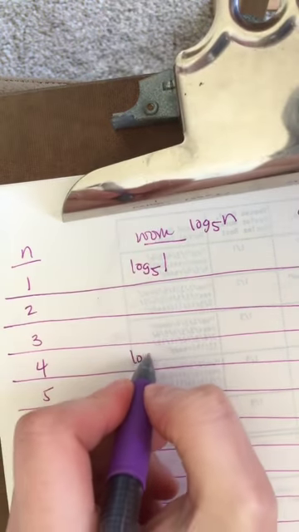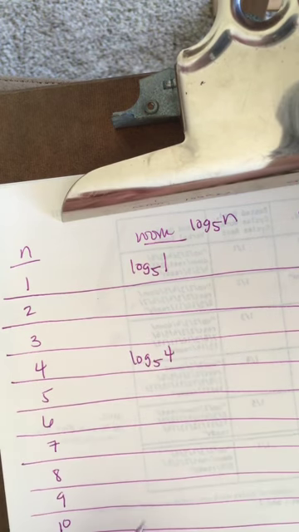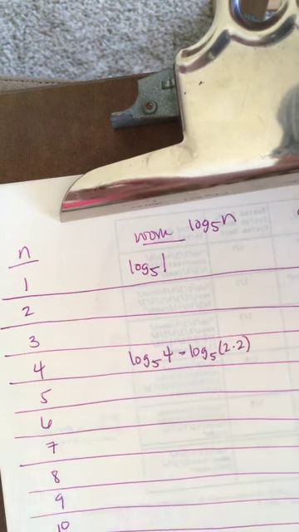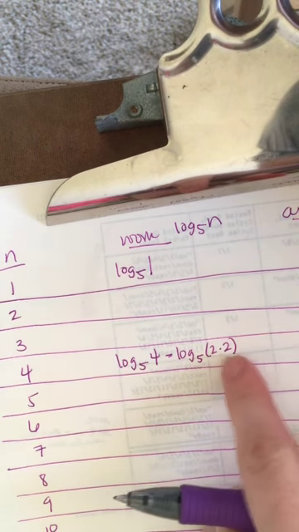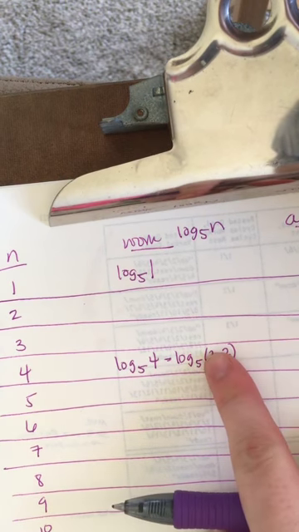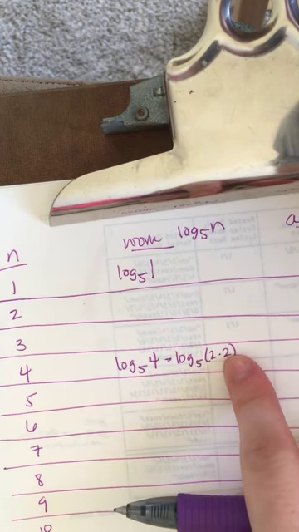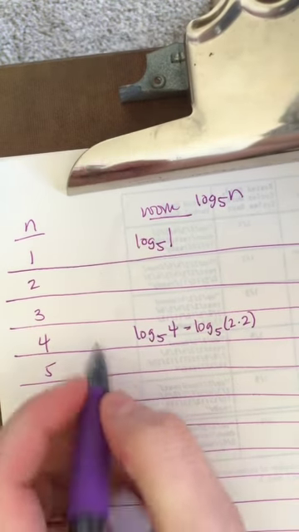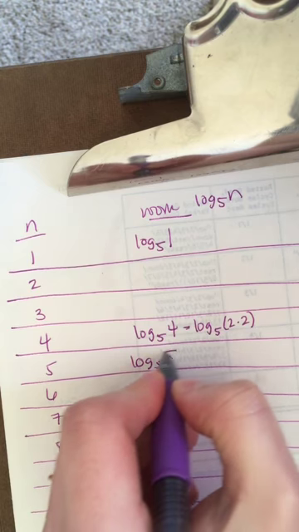Now, if I look at log base 5 of 4, well, that's the same as log base 5 of 2 times 2. Well, both of these are R, so I know I'm going to be getting log base 5 of 2 plus log base 5 of 2, and that's R plus R. Now let's look at 5. Log base 5 of 5, well, same base, so that equals 1.